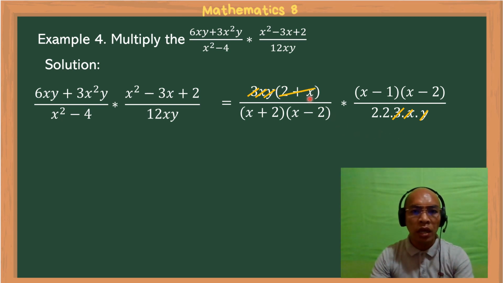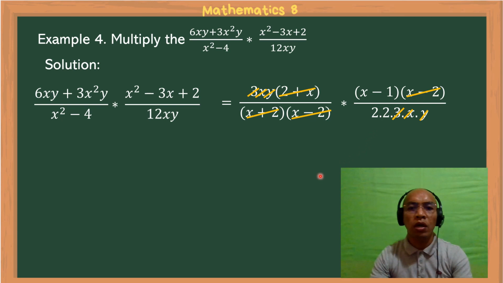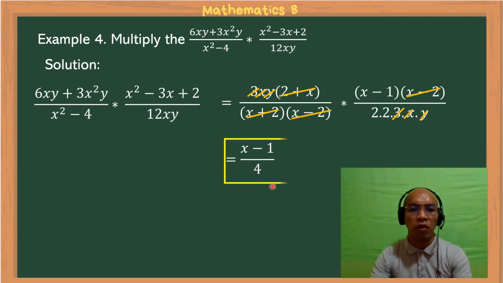Same is true with the x plus 2 and 2 plus x because they are just the same. So by commutative property, these two expressions are just the same. Then x minus 2 and x minus 2 can be cancelled out also. What is left in the numerator is just x minus 1. Denominator is the product of 2 times 2, that is 4. So therefore, the product of this expression times this expression is just x minus 1 all over 4.